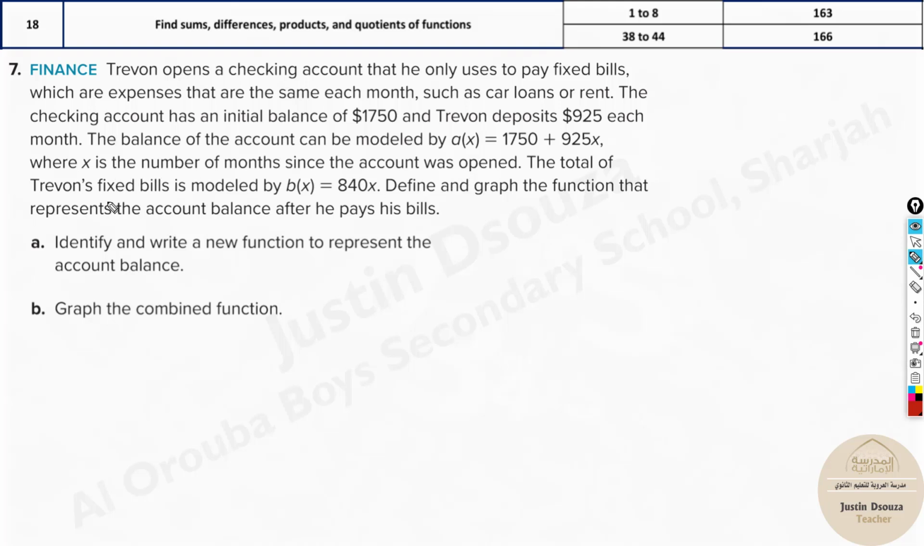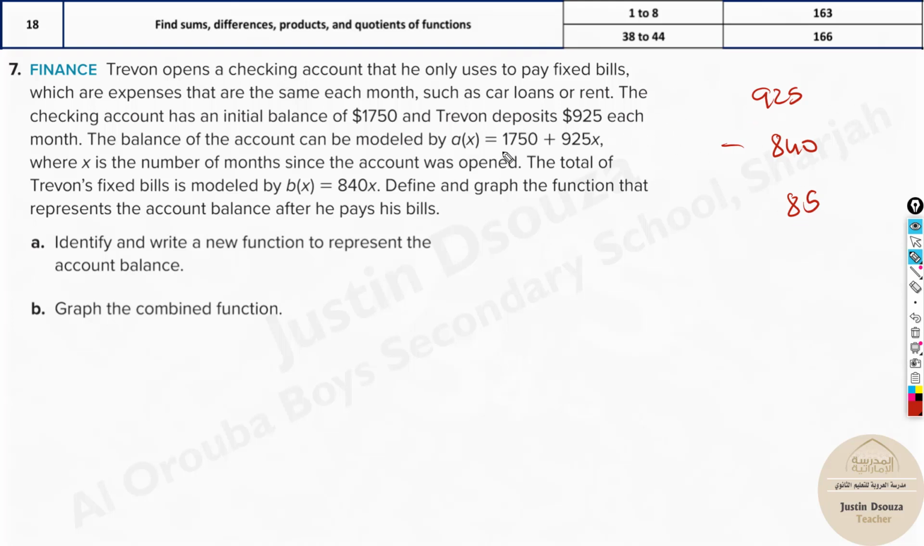The total of Trevon's fixed bills are modeled to be 840x. Now here, how much is he depositing? 925 every month. But his bills, say his rent and loans and everything, is 840 every month. So over here, this is the difference. So he's putting in more, that's fine. The $85 more he is depositing, that's well and good.